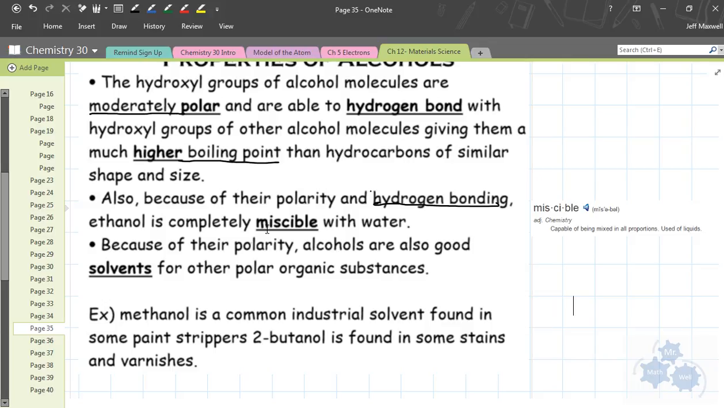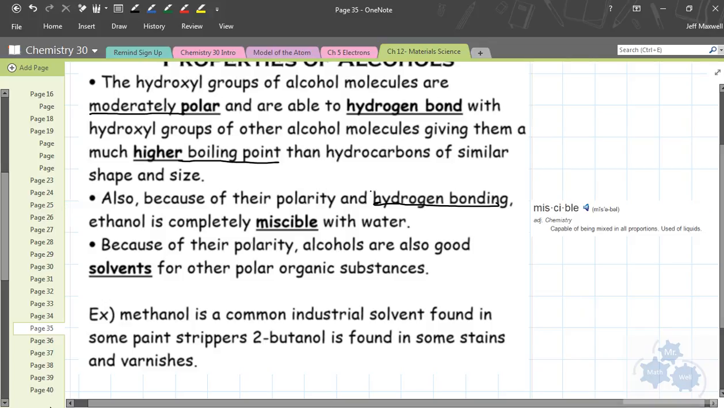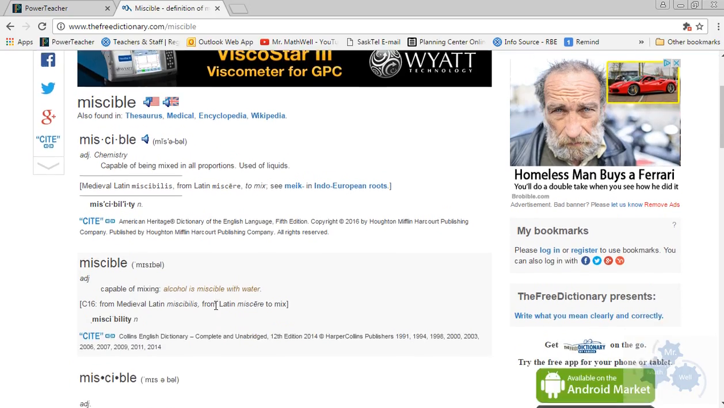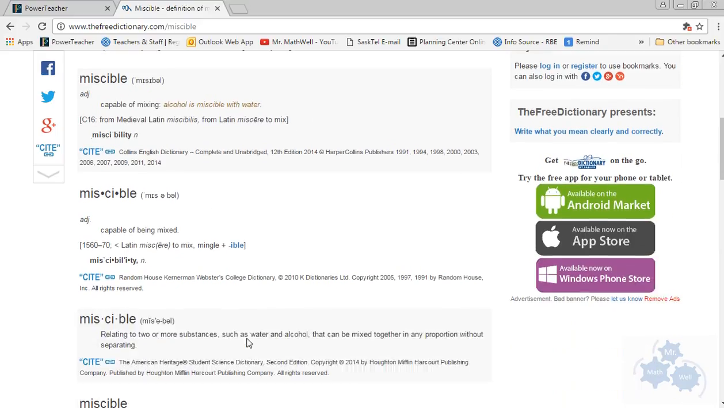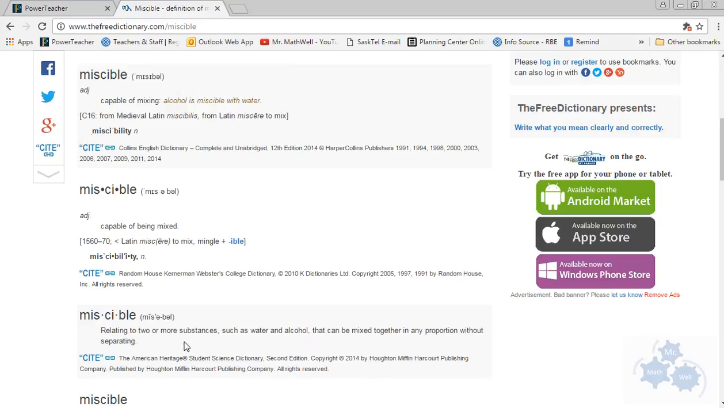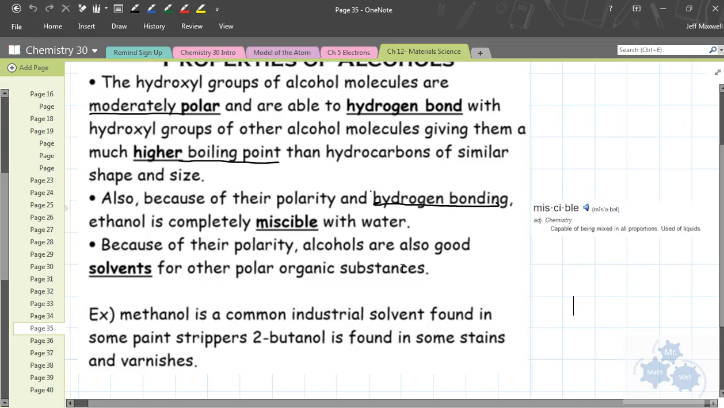But something that is completely miscible means that it will mix very, very well in all proportions. Large scale, small scale, and usually with liquid. And actually, if we go back here to the note, miscible is capable of mixing, and the example is alcohol is miscible with water. So that's capable of being mixed. Relating to two or more substances such as water and alcohol, they can be mixed together in any proportion without separating. All right?